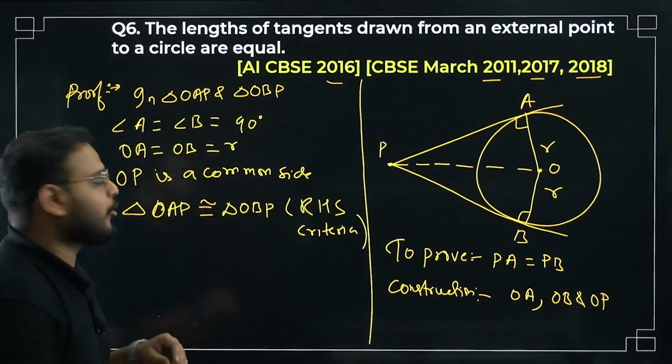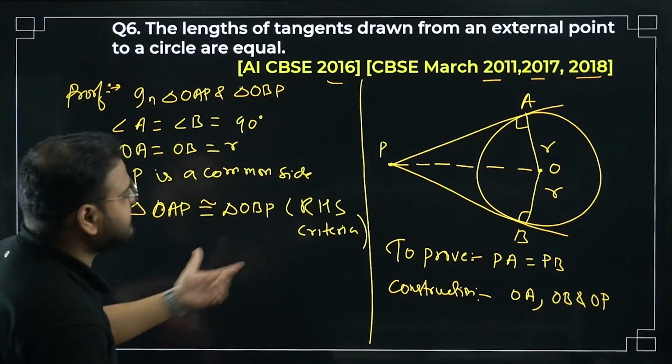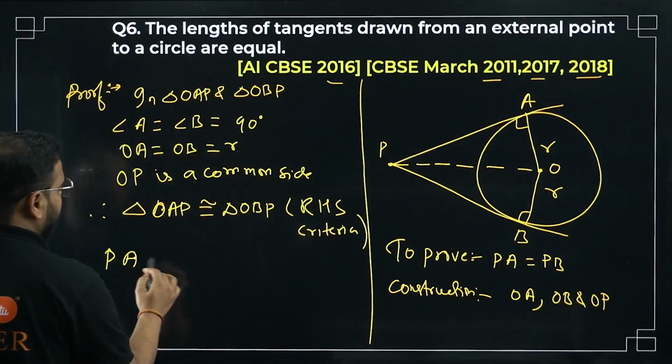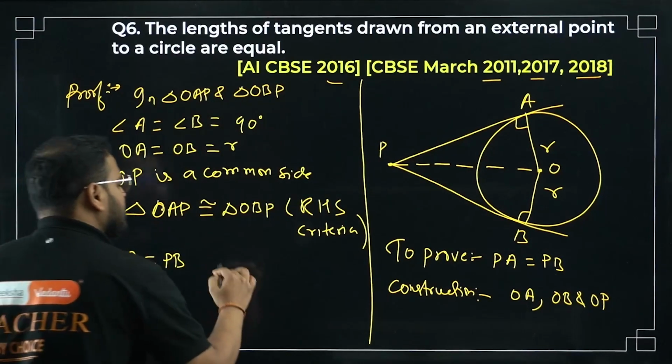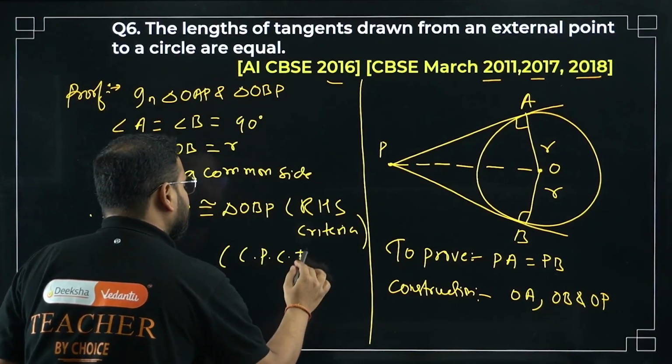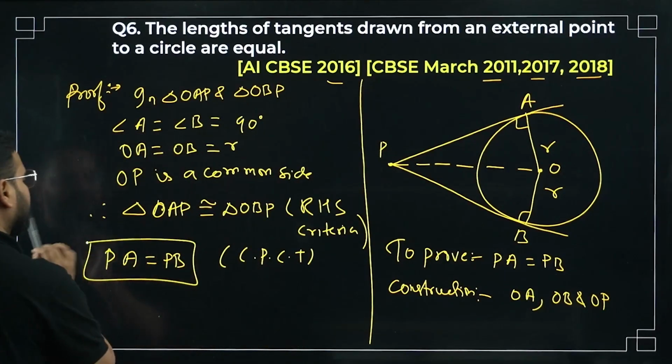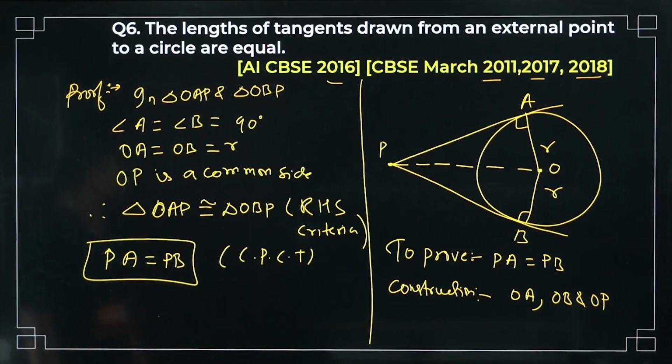Okay, RHS criteria of congruency. When that happens, I can say by CPCT, sir, PA equals to PB. Why, sir? CPCT, corresponding part of congruent triangles. Please check. Okay, done. PA equals to PB. Is it difficult? Of course not, sir. Question number 6 is done.